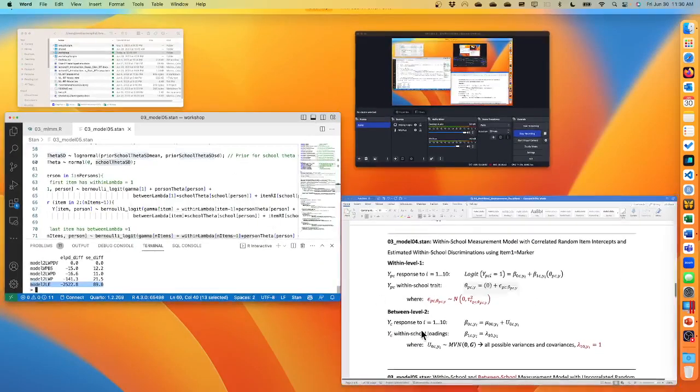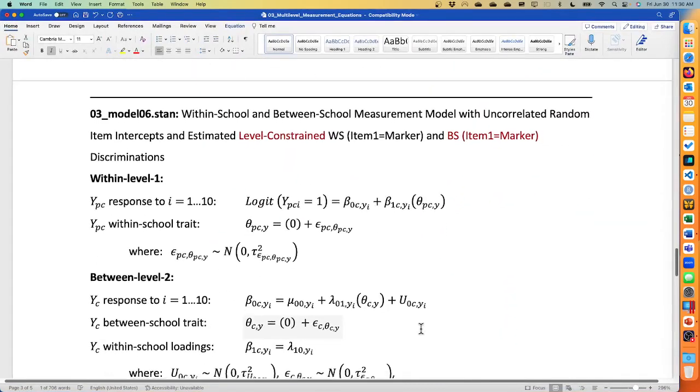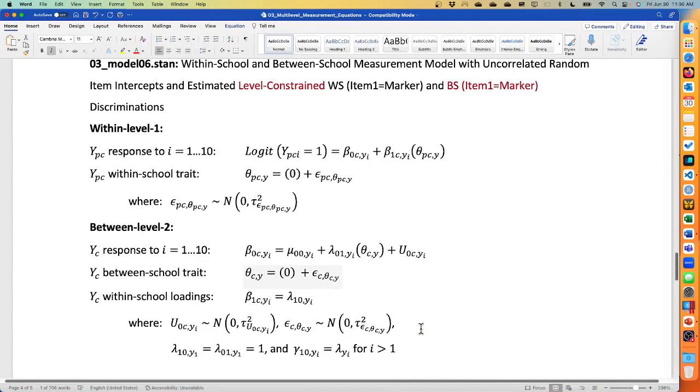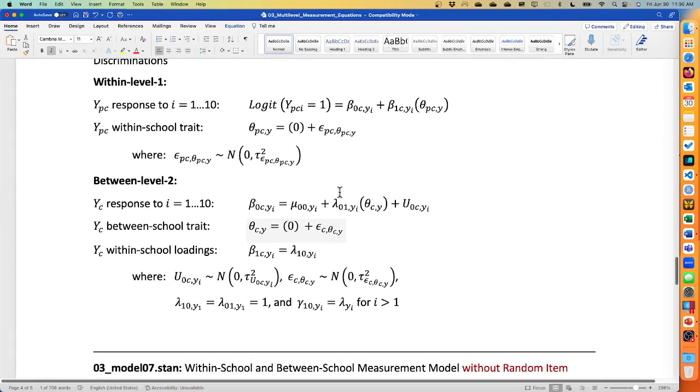All right, let's look at model 6. What we're going to do now is take a little bit of a deviation because I don't know that school theta is really what I think it is. So instead, what we're going to do is constrain each of the loadings to be equal across the between and the within school level. So all those between loadings are going to be equal to the within loadings, which also means that we can set the same marker item to be 1. So we're going to set item number 1 to be the marker item for both between and within. Again, this is actually a reduction in complexity of the model. We're removing 9 loadings from the between level, setting them equal to the within level.